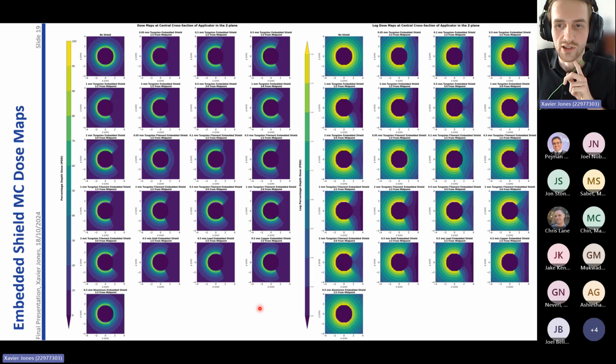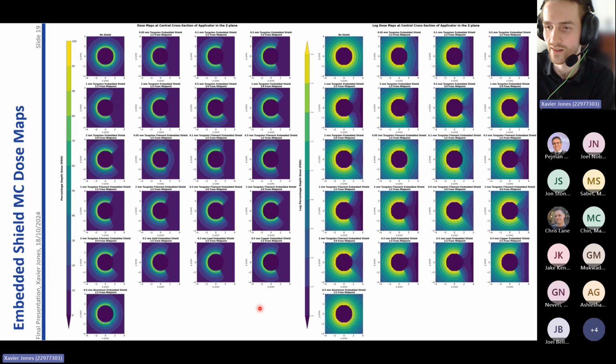Here's the first of the results. This shows the dose maps derived from the Monte Carlo data for each embedded shielded applicator simulated. The maps are taken in the central cross plane of the applicator in the Z plane. Each axis indicates the X and Y distance from the applicator center. Each map is titled with the shield specific variables.